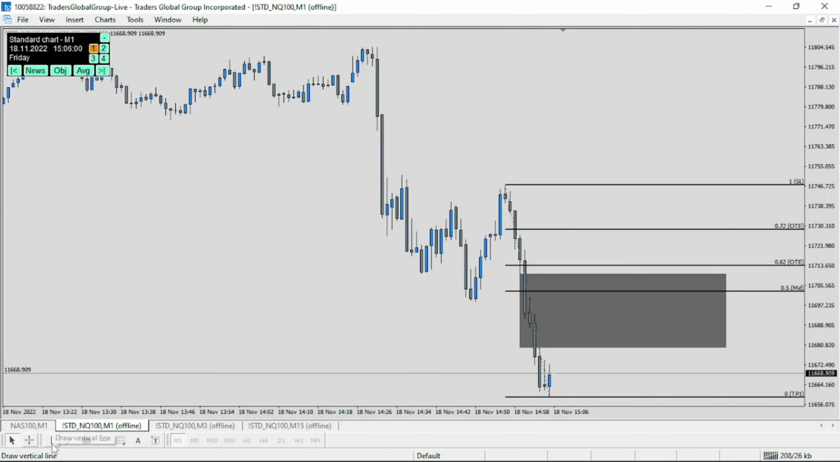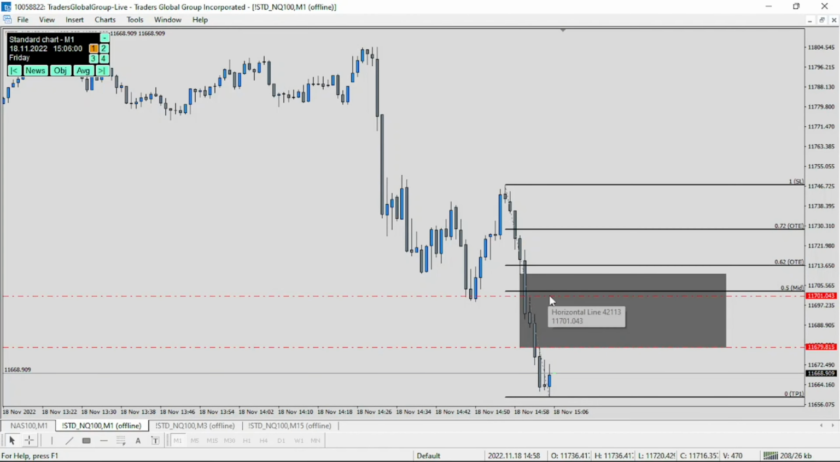So now we are going to place our trade. As you can see, I placed my entry at the high of the third candle and my stop loss at the high of the first candle of this fair value gap that is within the zone.